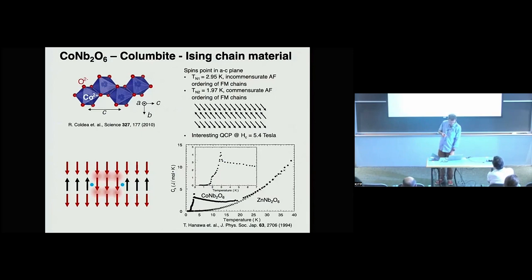So I'll show a little bit of the data. The essential idea was in Radu's paper, but I think our data is rather pretty, so I'll tell you about that.